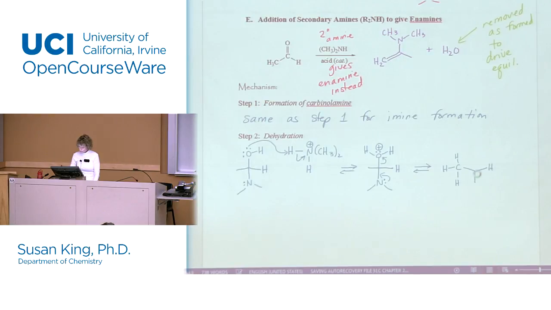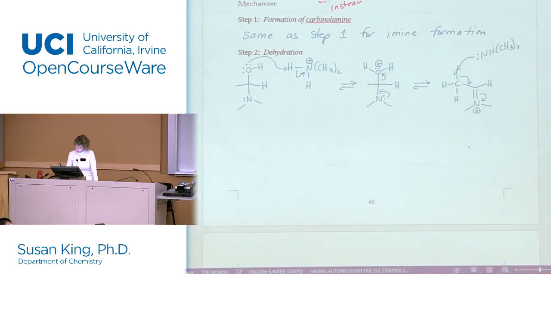Now, in the last step of imine formation, we deprotonated nitrogen. Can we deprotonate nitrogen here? No, there's no proton to deprotonate. So that's why this is different. What we do instead is we eliminate what we call a beta hydrogen. So this base is going to come in, we're going to grab this proton, and we're going to move electrons over here and up onto nitrogen. And that's our enamine.